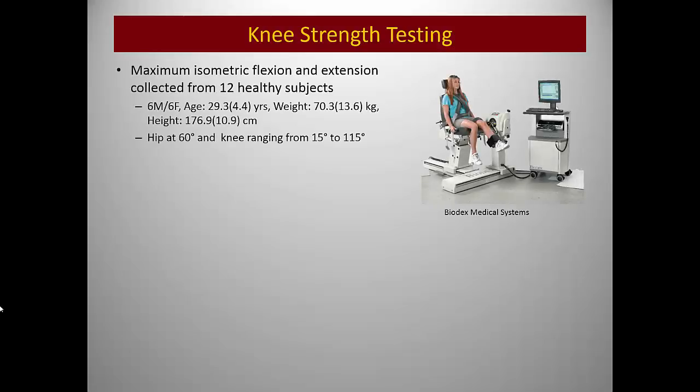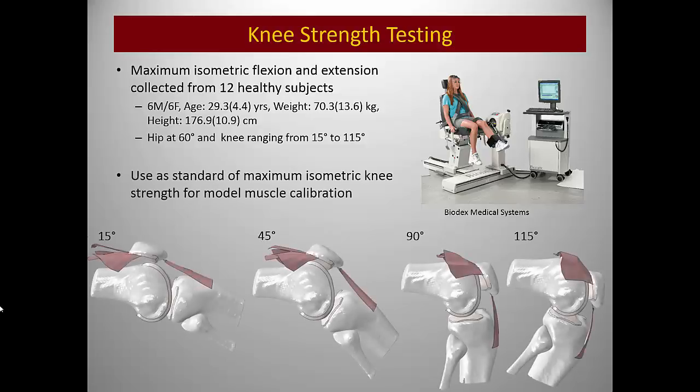We performed our own maximum isometric knee strength testing on 12 healthy subjects, anthropometrics listed below. Each subject performed a maximum isometric flexion and extension task with the hip fixed at 60 and knee angles ranging from 15 to 115 degrees of flexion. This data would be used as a standard of maximum isometric knee strength for model muscle calibration.